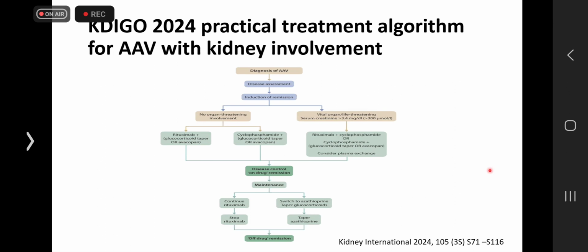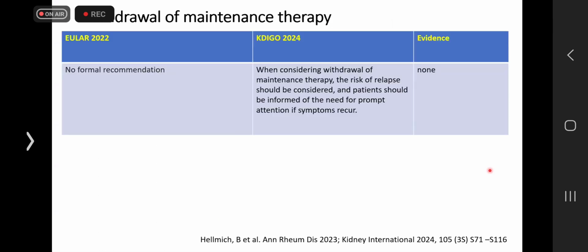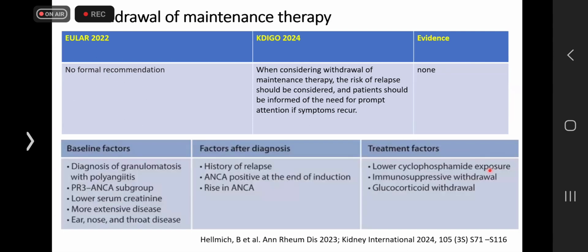or avacopan. And once you have the disease under control, then you can either continue rituximab for remission maintenance or give azathioprine, and then you stop them and monitor them off treatment. Withdrawal of immunosuppression, really there's no formal recommendation from EULAR 2022. KDIGO says consider withdrawing immunosuppression, but the risk of relapse should be considered and the patient should be informed of the need for prompt attention if symptoms occur.